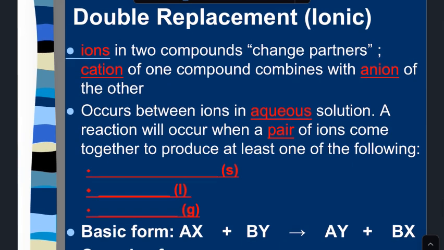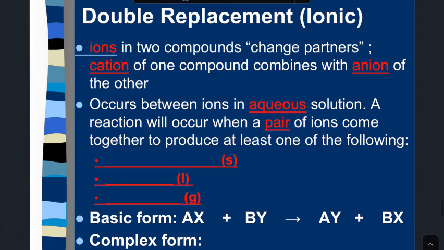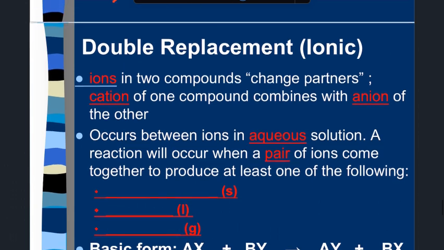Okay, our last type of chemical reaction we're going to talk about is a double replacement reaction. And we're going to go into more in-depth notes on double replacement reactions later on in the unit. But for right now, what we need to be able to do is recognize a double replacement reaction. So a double replacement reaction is when we have ions in 2 compounds that are changing partners. So the cation of one compound combines with the anion of the other.